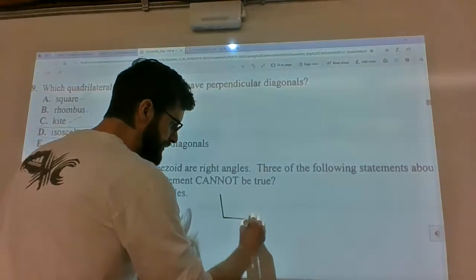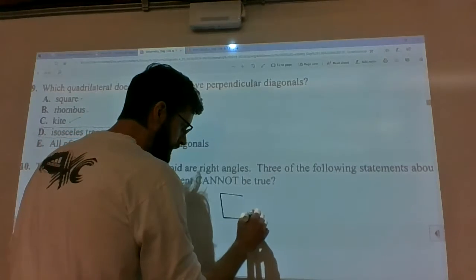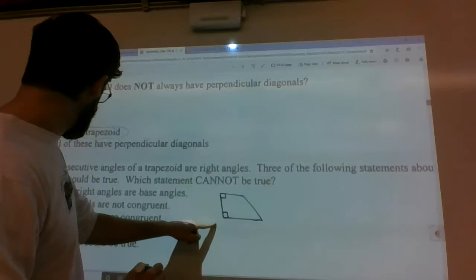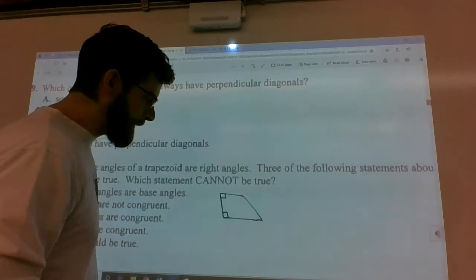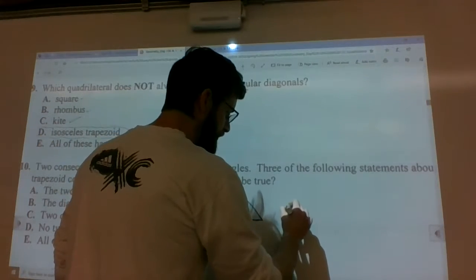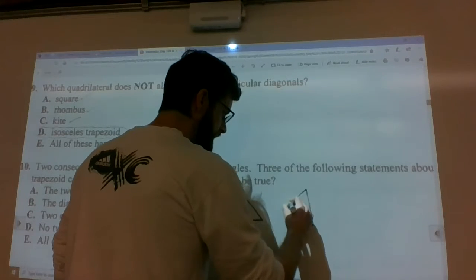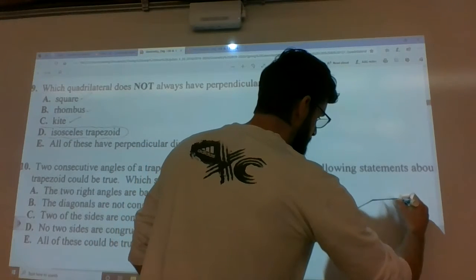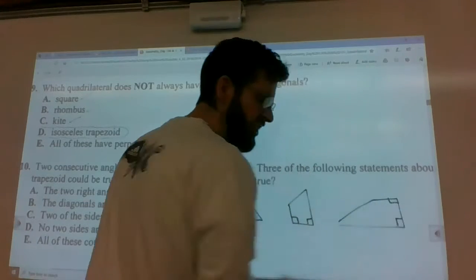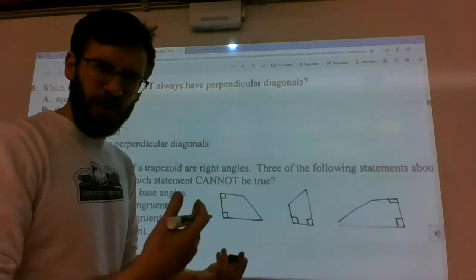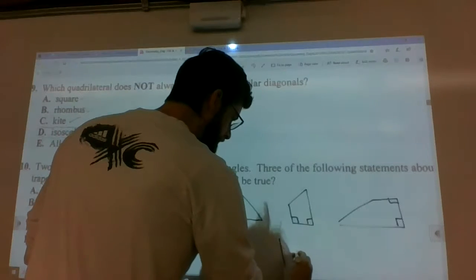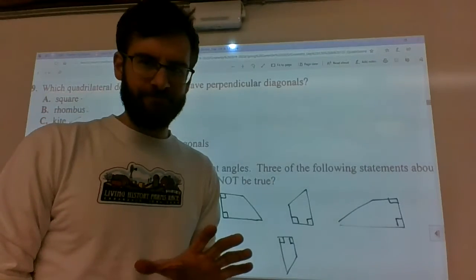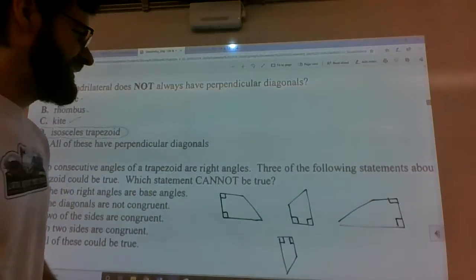So here is a trapezoid with 2 consecutive angles that are right angles. But it could also be this, or it could look kind of like that, or it could form in this shape. I'm purposely staying away from normal looking trapezoids.